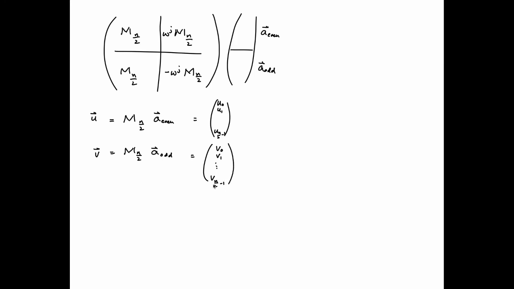And now, what should our result be? Well, look, out here we get a even times M sub n over 2, that should be u. And then we should get a odd times M sub n over 2 times omega j. So we'd get omega j v. Right? So that's the top half of the vector, and the bottom half would be u minus omega to the j v.